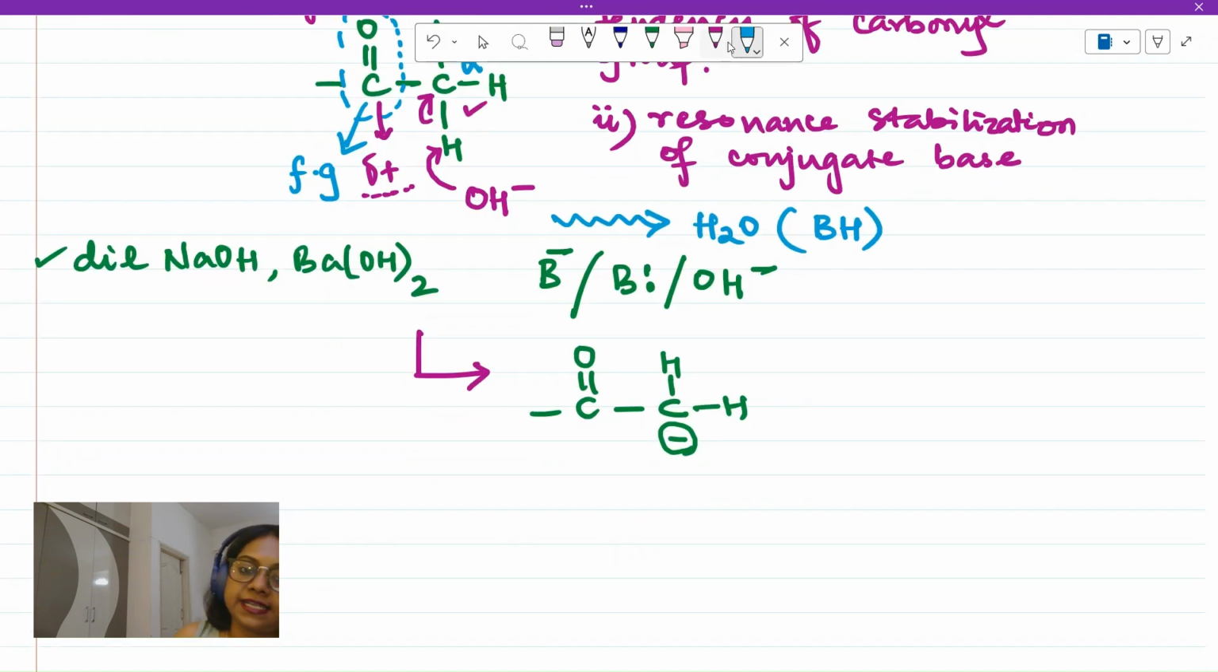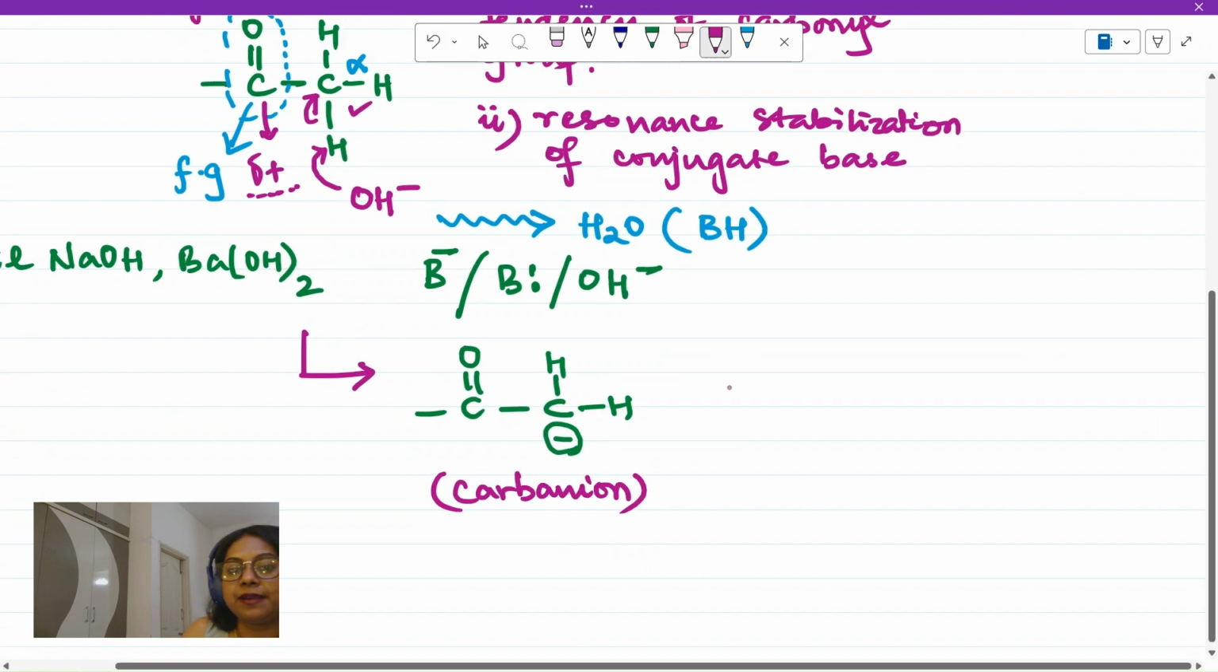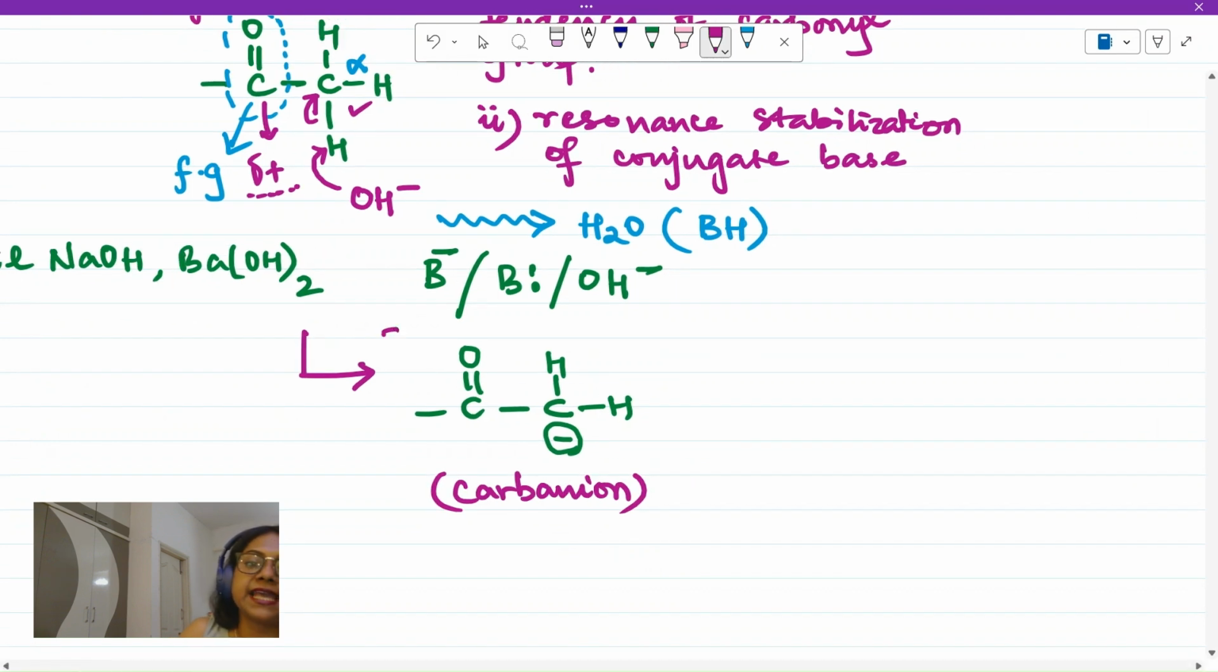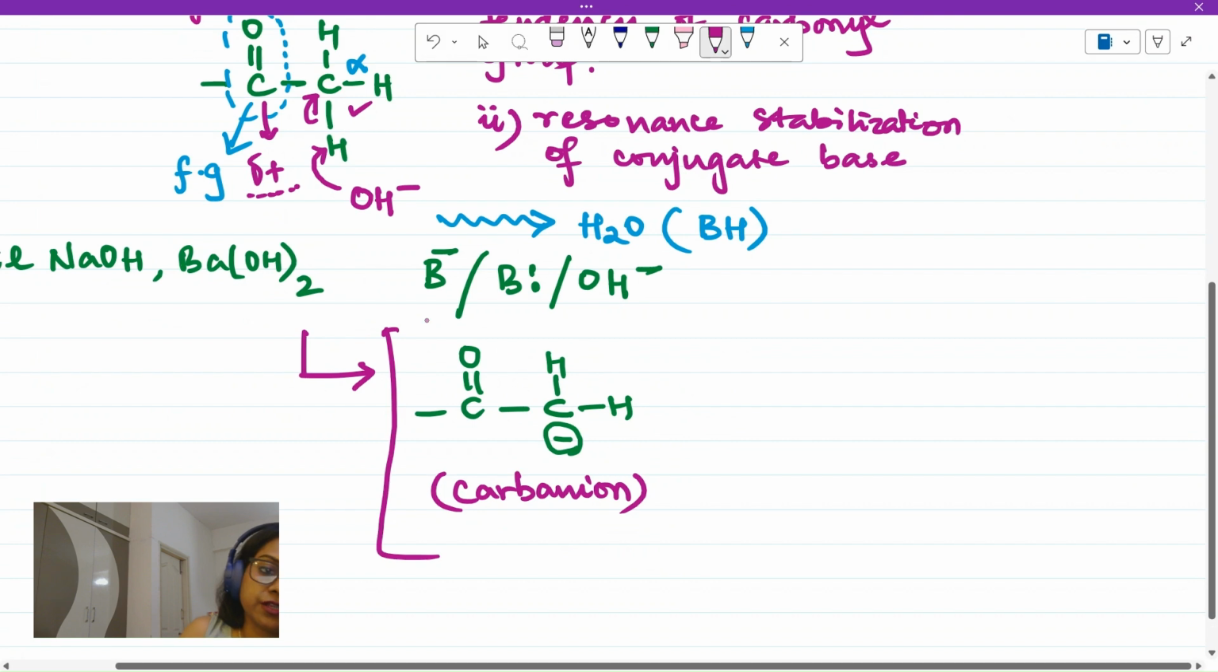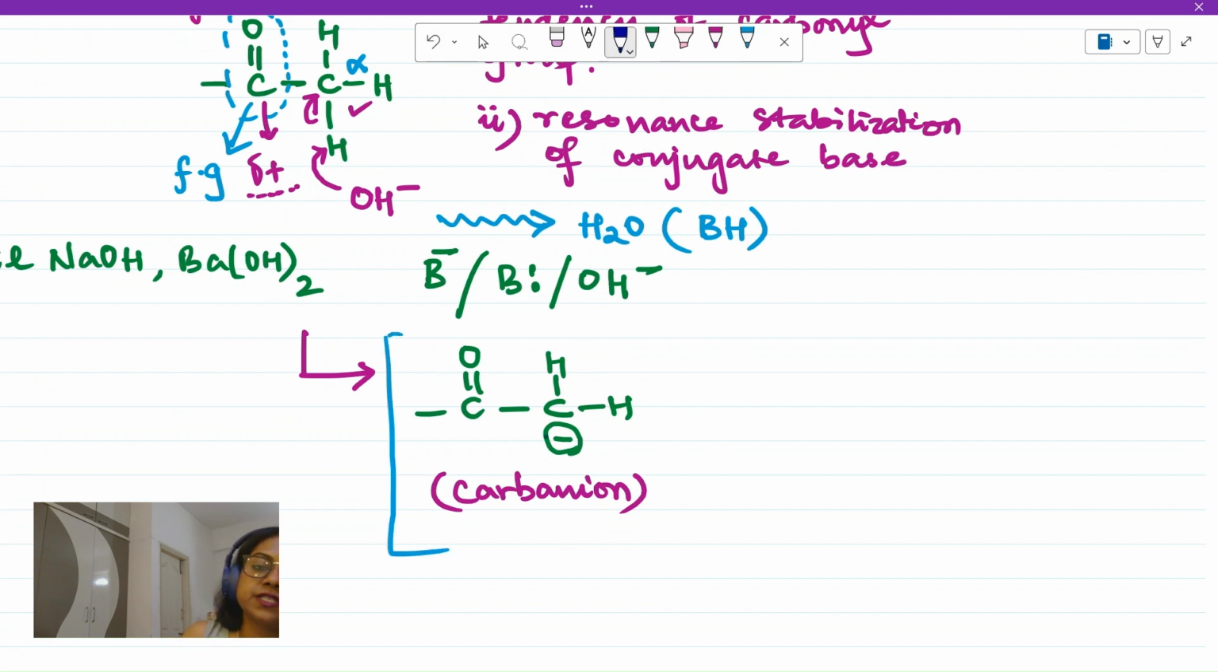Any carbon that has a negative charge is called a carbanion. So you have a carbanion. Now, this carbanion can be stabilized by resonance. It can have two resonating structures, which I'll show you right now. Can you think of what would be the resonating structure for this?